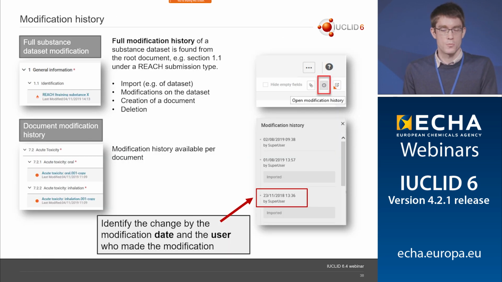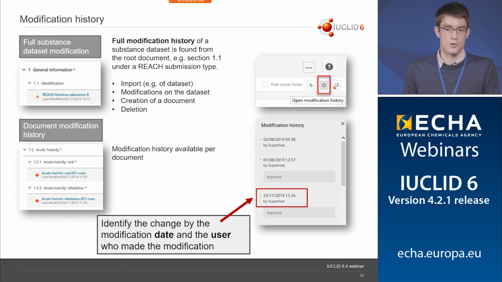In Euclid 6.4, we have also provided for you the modification history. So for substances, if you go to section 1.1, you'll be able to see the full modification history of that substance. This includes, for instance, the import event, the modifications on the dataset, the creation of a document, and the deletion of a document. If you want to see each document in turn, what's happened or what has been modified in that document, you can go into a specific document like the acute toxicity and check the modification history there.